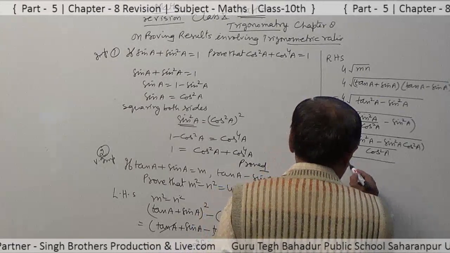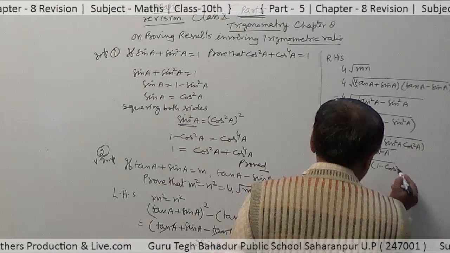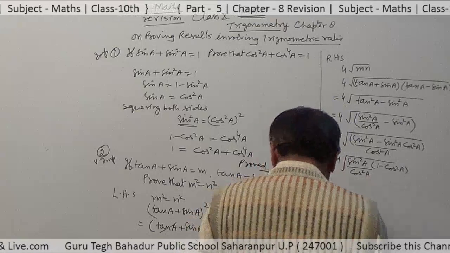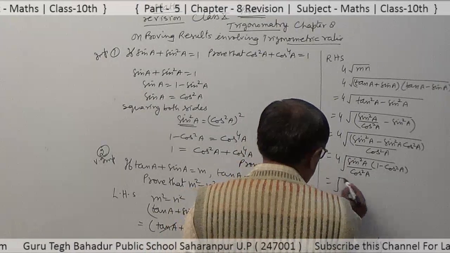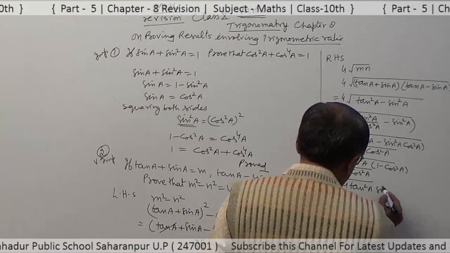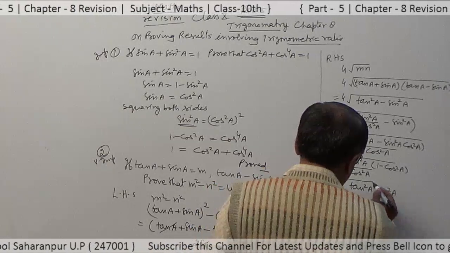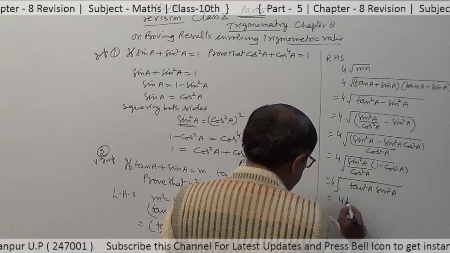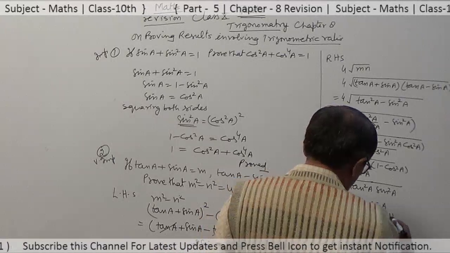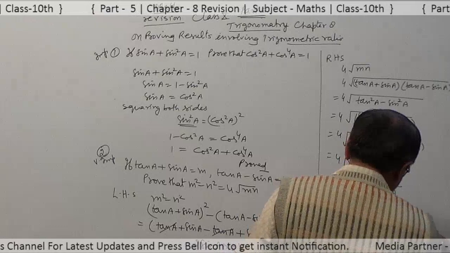Take sin square A common, 1 minus cos square A upon cos square A. So 4 tan square A into sin square A. This 4 is outside, take the square root of it, that is 4 tan A sin A. So left hand side is equal to right hand side. Verified.